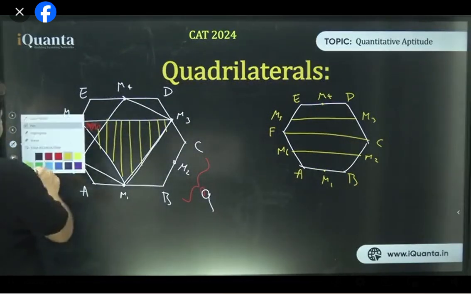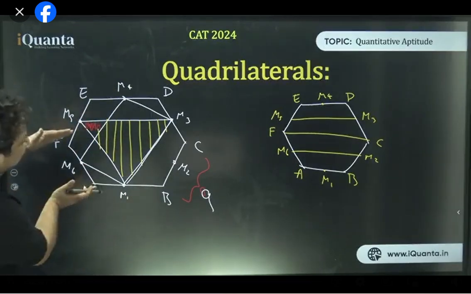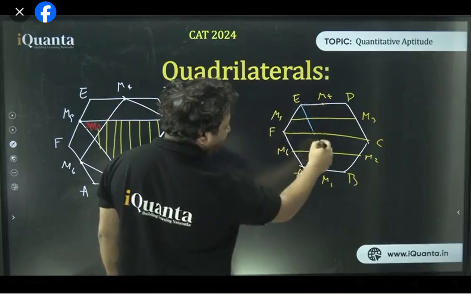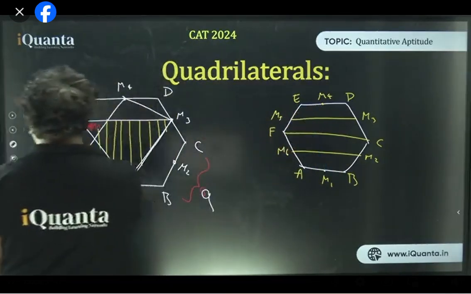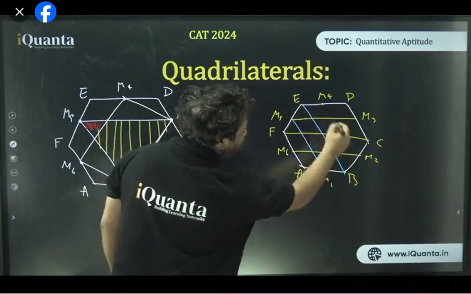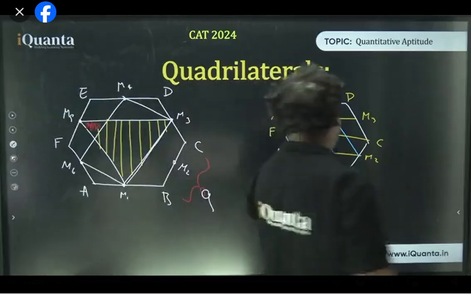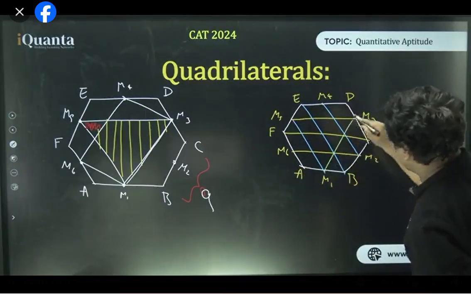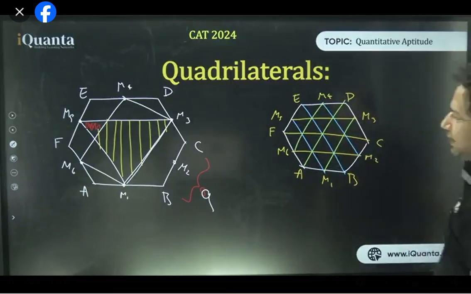After that, I can draw similar 3 parallel lines for this set, FA and CD. Similarly, how? By joining M5 to M1, the midpoints, then E to B, then M4 to M2. Makes sense? And after that, with green, I can join M1 to M3, A to D, and M6 to M4. Cool, I have joined that.